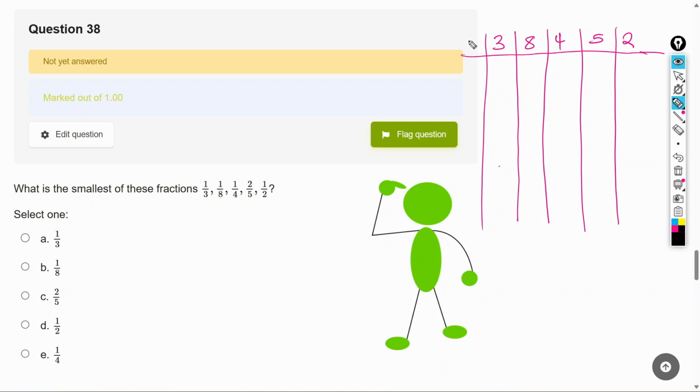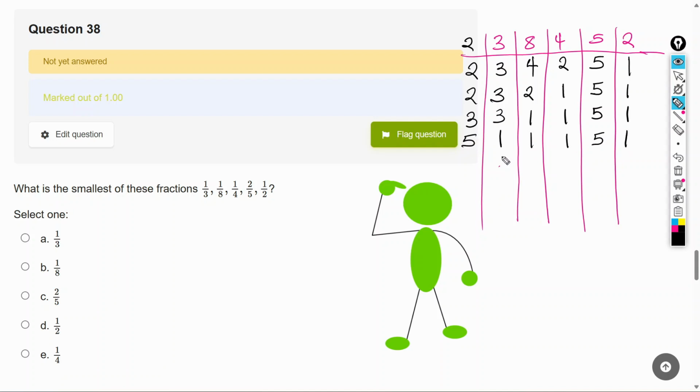So we can divide with 2. 2 into 3 cannot go, so we bring down 3. 2 into 8 is 4. 2 into 4 is 2. 2 into 5 cannot go, we bring down 5. 2 into 2 is 1. 2 can still go. We bring down 3. 2, 1. We bring down 5. 2 can still go. Bring down 3. 1, 1. Bring down 5. Then we can go with 3. 1, 1, 1, 5, 1. And finally, we can go with 5.